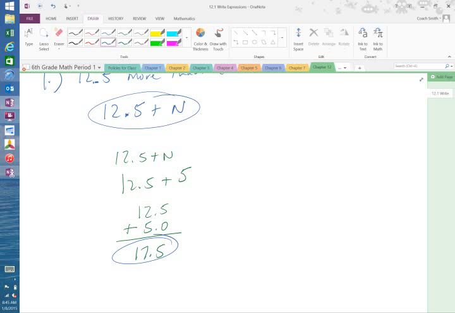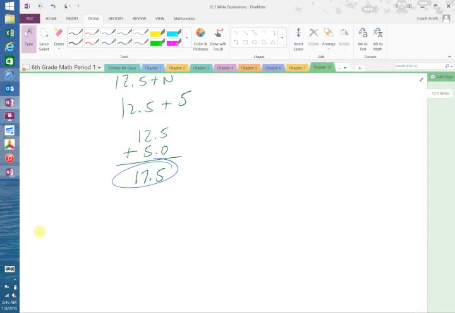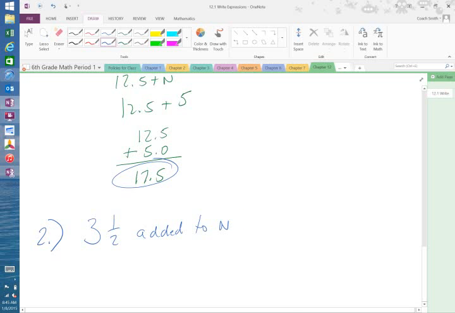All right, we're going to do number 2 together. Number 2 says 3.5 added to n multiplied by 4/5. And I really don't like that they put a bunch of fractions and stuff in here to start this lesson out, but so be it. We have to deal with it and move on with life.